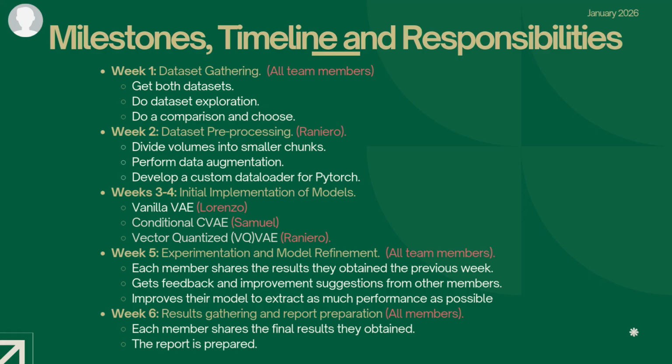I will work on a vanilla VAE, Sama will work on his CVAE model, and Raniero works on the VQVAE model. In week 5, we all plan to conduct experimentation and model refinements. Each member will share the results they obtained in the previous weeks. Feedback and improvement suggestions will be shared among the group, and we'll try to extract as much performance as possible with our models. Finally, in week 6, we share the final results and we'll begin writing our report.